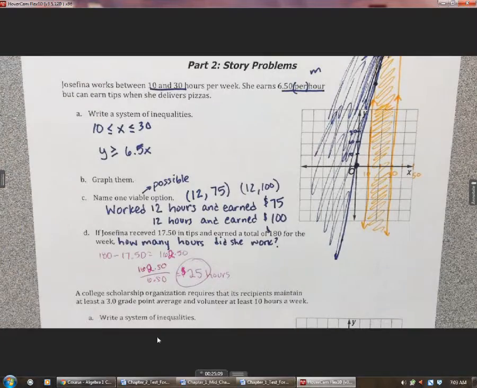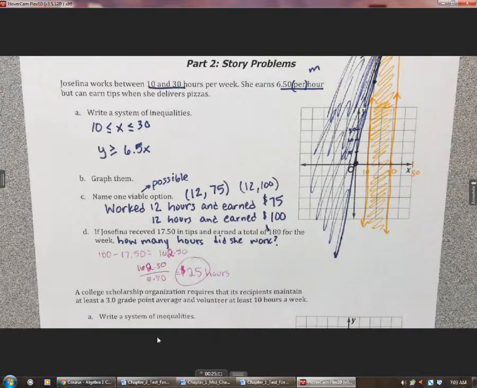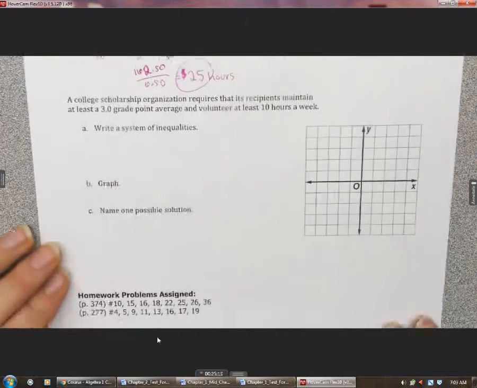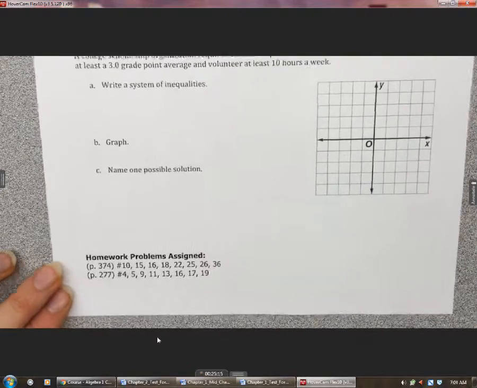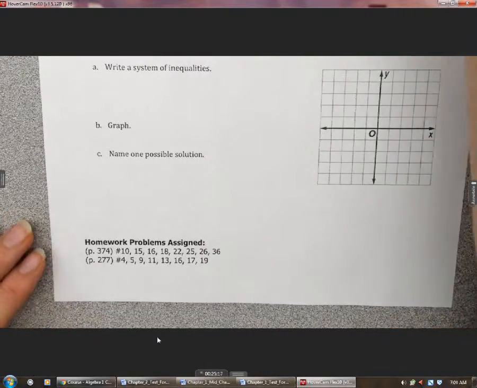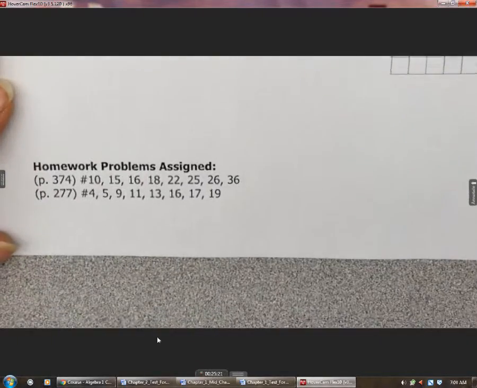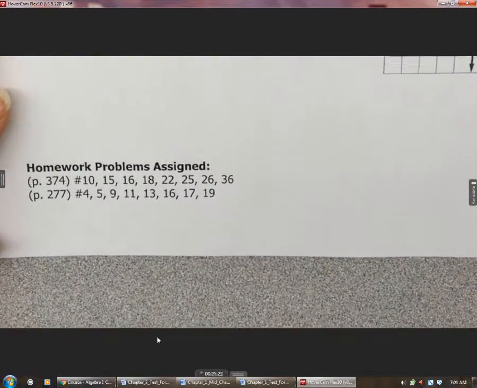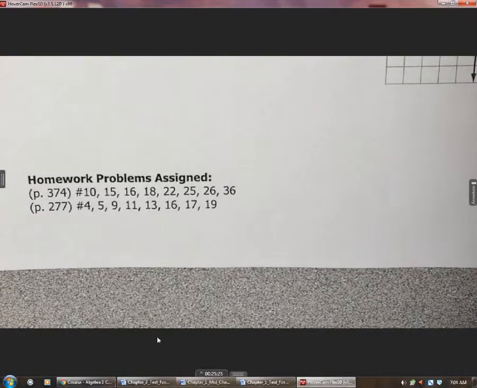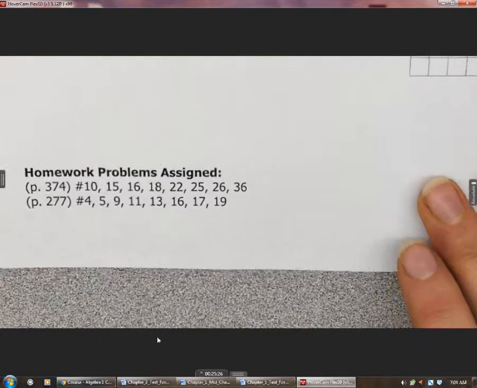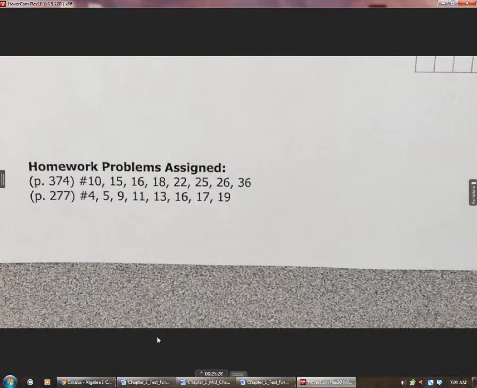Make sure you know what's going on here. This one we're going to skip so you guys can get to some homework time. These are your homework problems. Same number as normal. I think there's 16, maybe 17. Some of these are pretty easy.